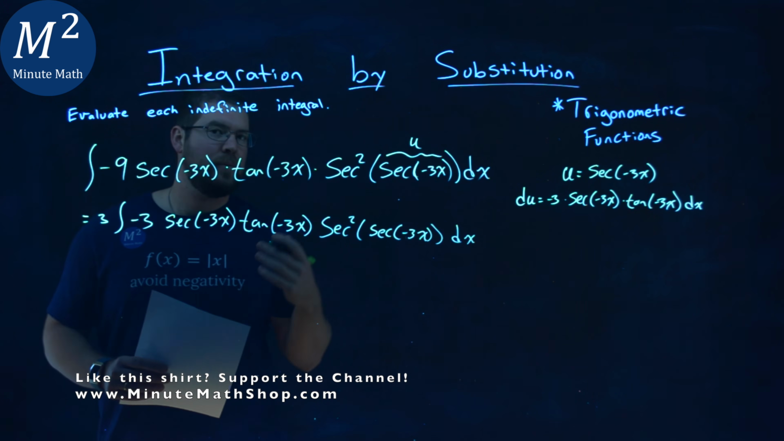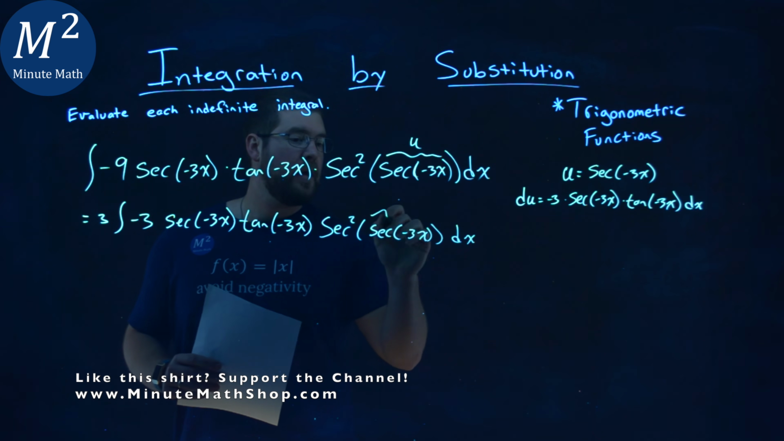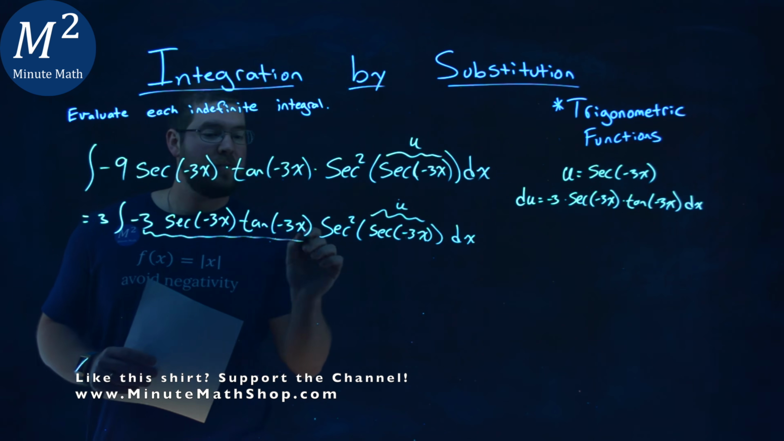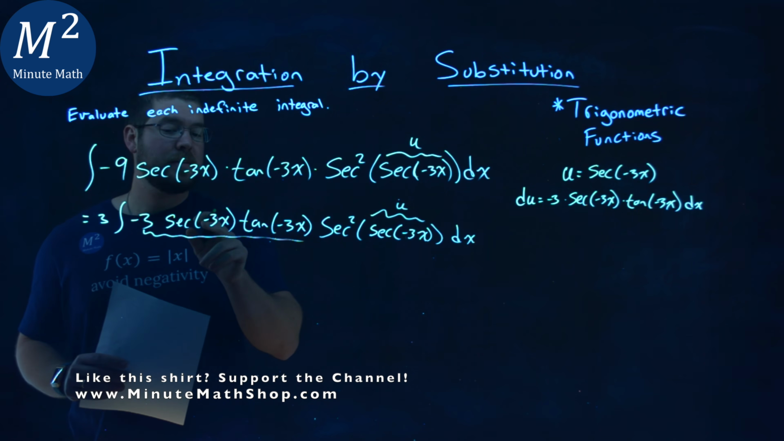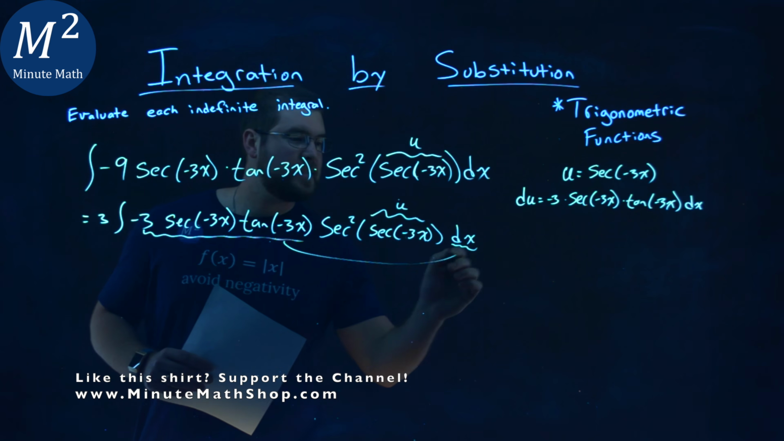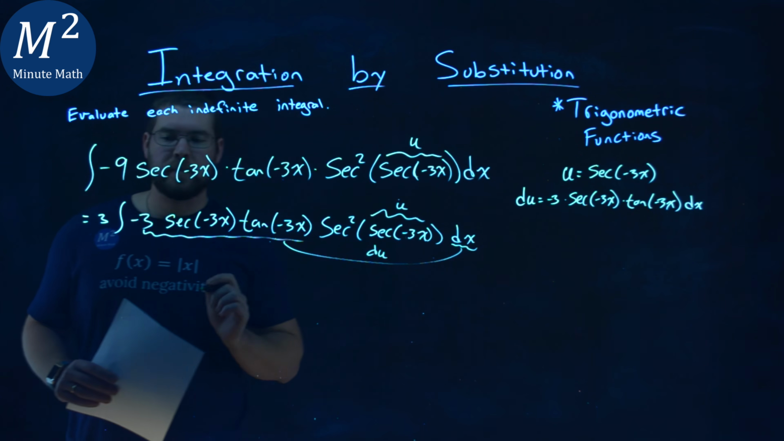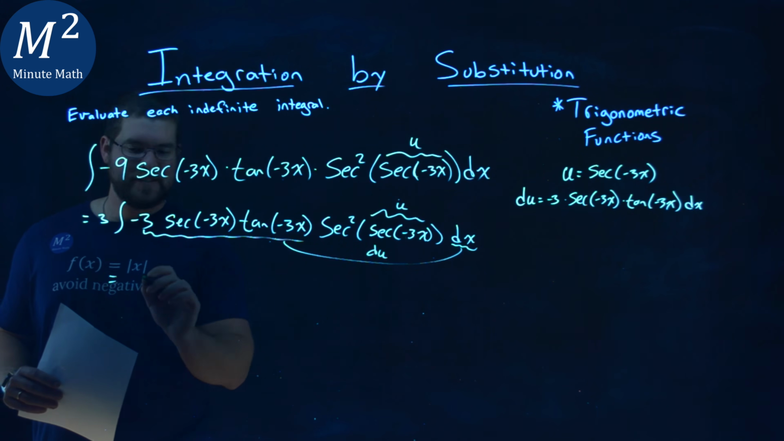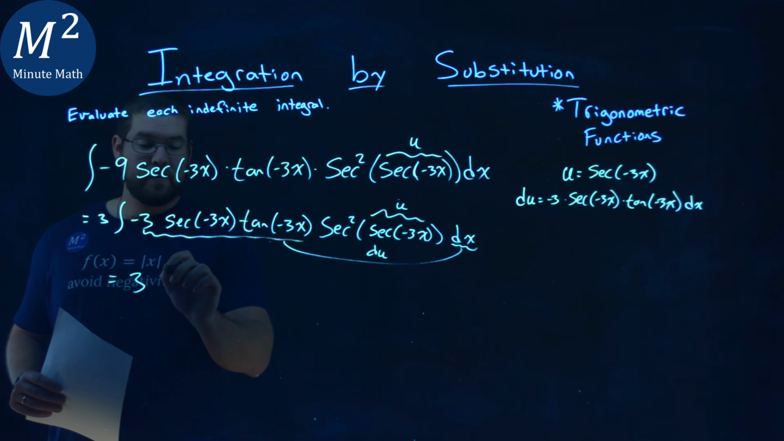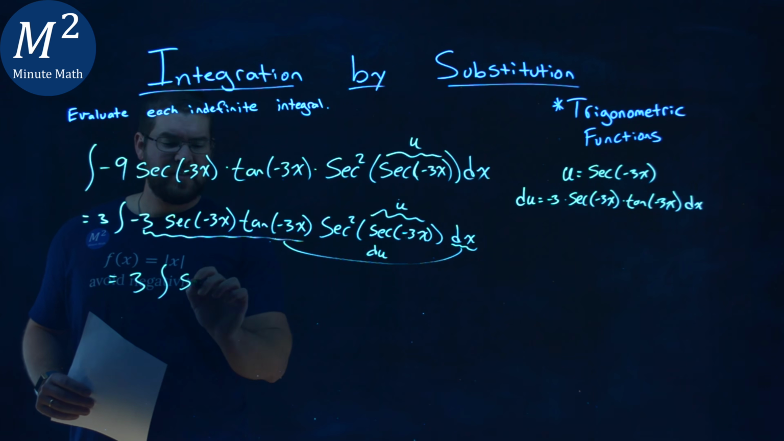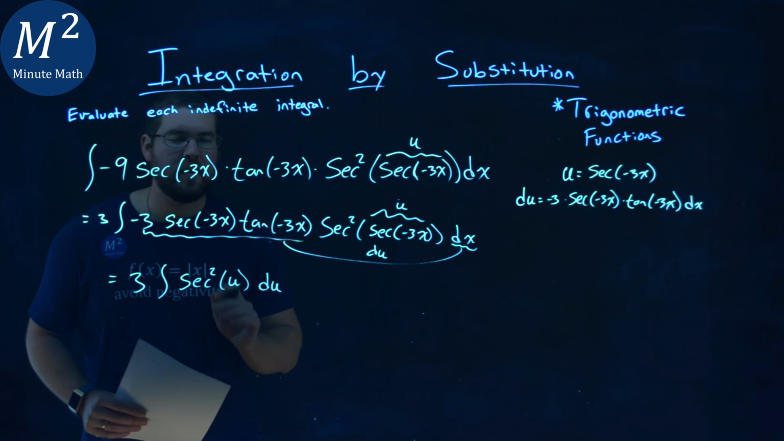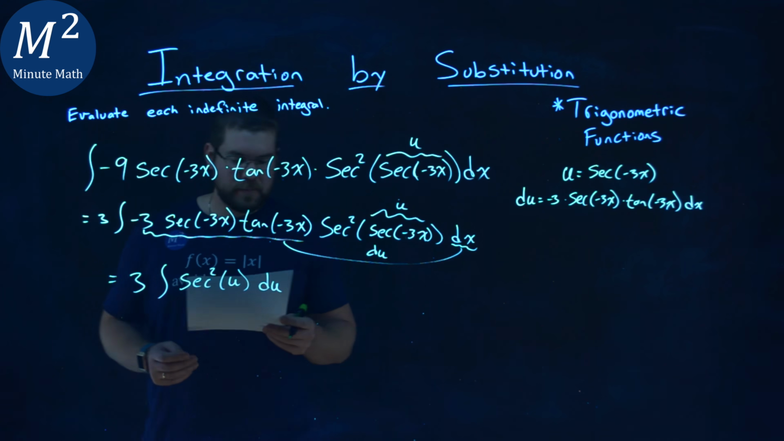Now we can substitute things in for our u values, right? So our u is right here, and our du is this -3 secant of -3x, tangent of -3x, and my dx together is my du. So we can rewrite this now to be a very easy integral to solve. The integral of 3 times the integral of the secant squared of u du. Now that looks way more manageable.